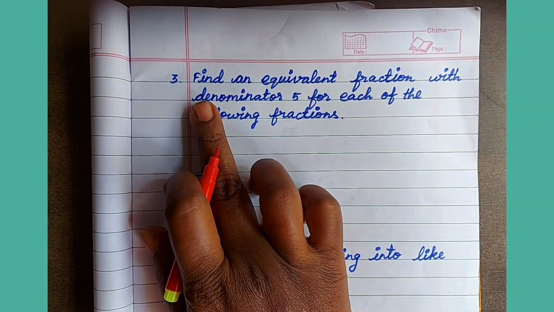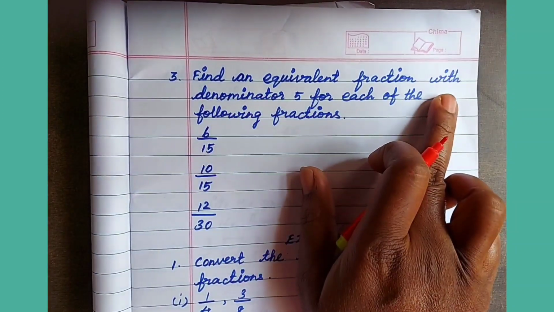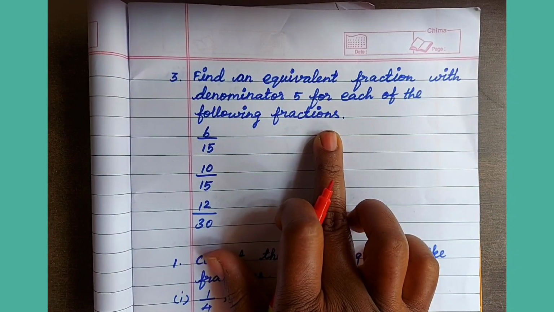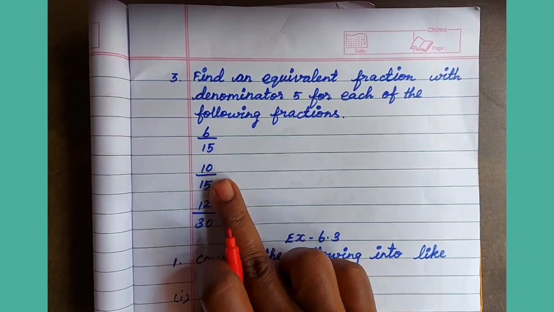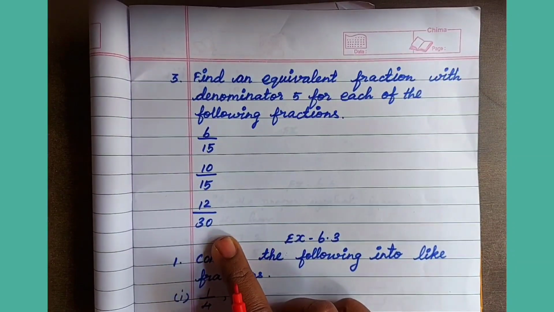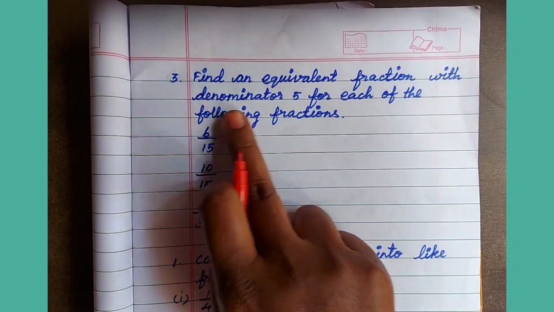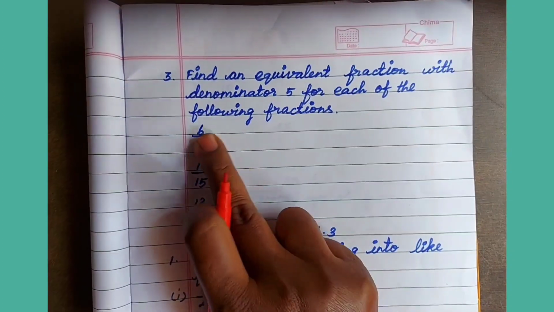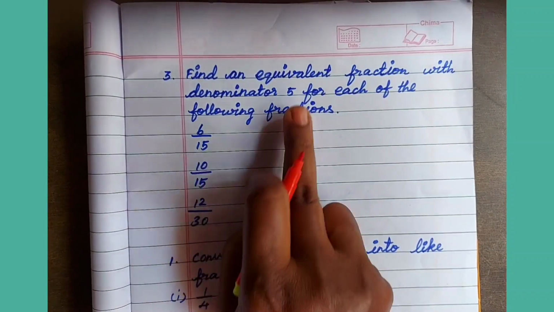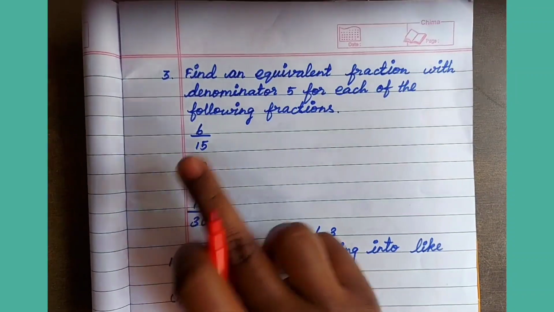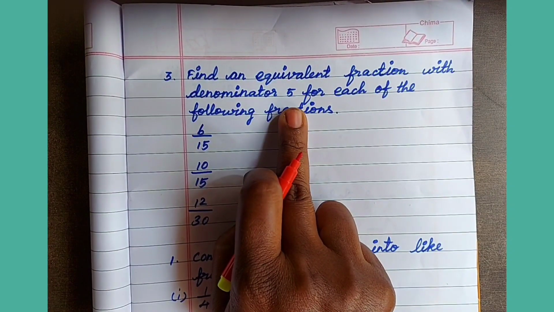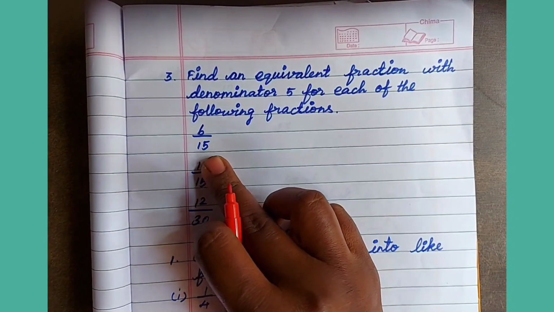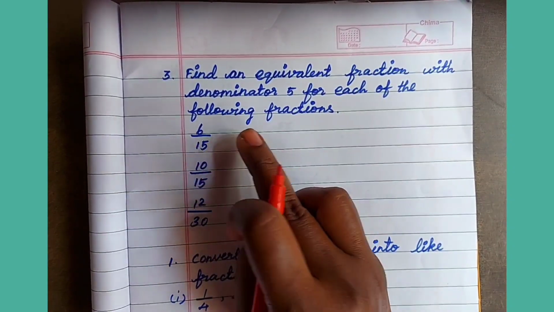Next one, find an equivalent fraction with denominator 5 for each of the following fractions. The fractions are 6 by 15, 10 by 15, 12 by 15. The fraction value is given, and we have to make the denominator 5. The denominator value 15 is given. We have to change to 5, which is a smaller value, so we have to divide. Which table do we divide by to get 5? We write that value.